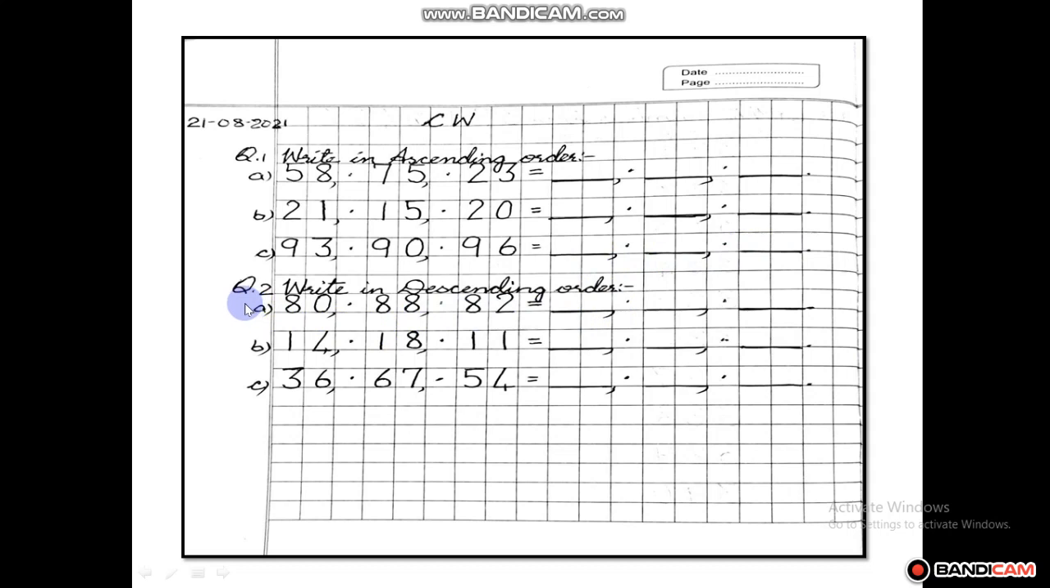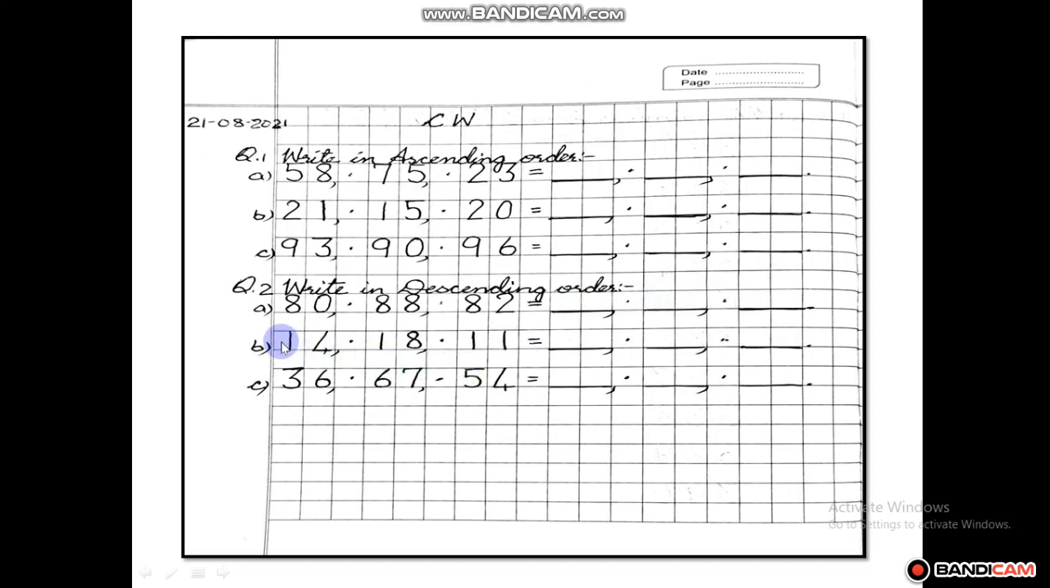Okay, children, come to the next question. Question number 2. Write in descending order. Now descending order, those chilies were there. Biggest to smallest. So here the numbers greatest to smallest. Okay, 80, 88 and 82. Which is the greatest? 88. So here we will write 88. Then among 80 and 82, yes, 82 is the greatest. So your next number will be 82 and last is 80. So your numbers will be 88, 82 and 80.